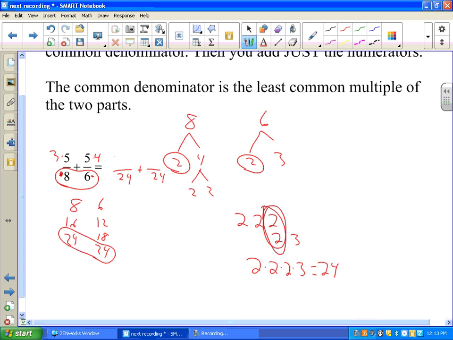So 3 times 5 is 15. 5 times 4 is 20. So I add those together. 15 plus 20 is 35. The denominator still stays the same. So when we add 5/8 and 5/6, it's 35 over 24. We're keeping it as a fraction. We're not simplifying it into a mixed number.